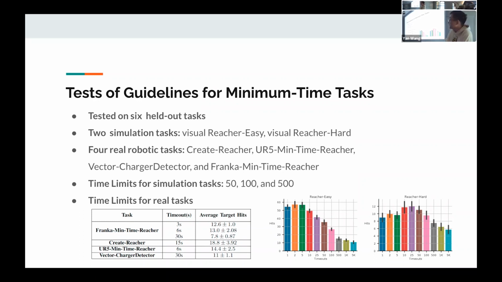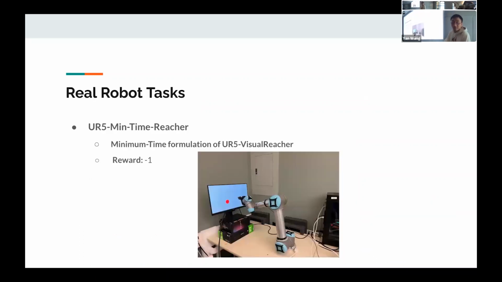So we utilize the ReLoD system to facilitate effective learning on all robotic tasks. So let's look at the setup of the new environment. The UFI mean time reacher is a minimum time formulation of the UFI visual reacher. We especially changed the reward function to -1 to convert it to the minimum time task. The modified task aims to move the fingertip to the target as soon as possible.